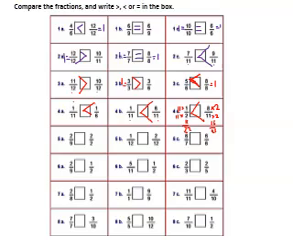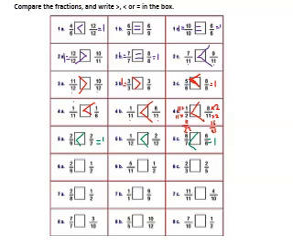Now here, number 5, we have 2 over 2 is equal to 1, so directly 1 is greater than 2 over 9. 1 over 12 and 2 over 12, you know that 2 over 12 is greater because the bigger the numerator, the bigger the fraction. 6 over 6 is equal to 1, so 1 is greater than 6 over 7.